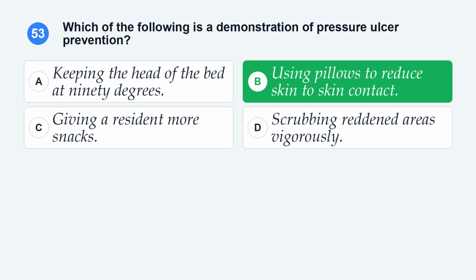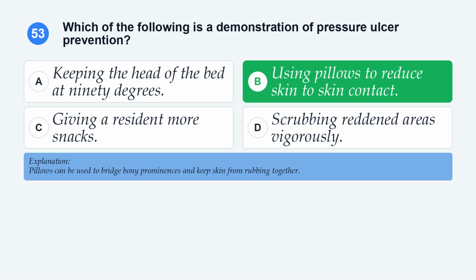The correct answer is option B. Using pillows to reduce skin-to-skin contact. Explanation. Pillows can be used to bridge bony prominences and keep skin from rubbing together.